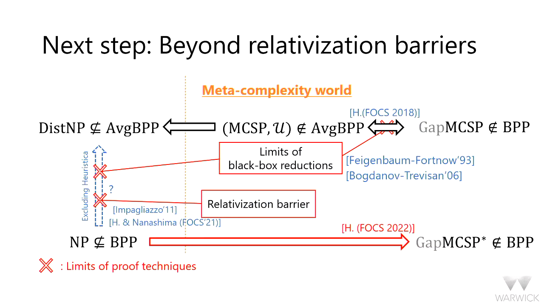We haven't been able to achieve this, but we have become somewhat close, in the sense that if you consider a partial variant of MCSP, which is denoted by MCSP star, we can actually prove that it's NP hard. And this cannot be proved by relativizing proof techniques, so this goes beyond the limits of relativizing proof techniques. So what remains is to bridge the gap between the partial version of MCSP and the total version of MCSP. If we can do that, we can combine these implications to rule out the heuristic.